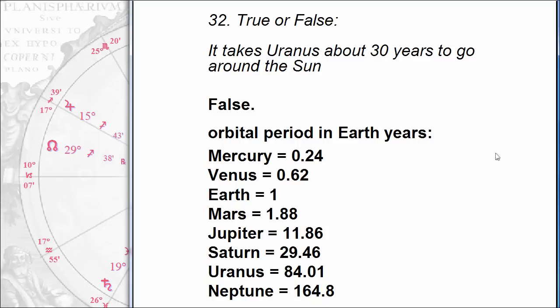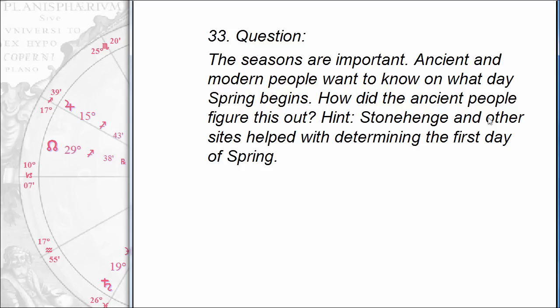Mercury, 0.24, in other words, close to 1/4. It's going about 4 times faster than the Earth is traveling around the sun. Venus, 0.62. Earth, of course, is 1 year. So this is the number of years it takes. Mars, 1.88, almost twice as slow as the Earth. Jupiter, 11.86, so almost 12 years to revolve around the sun. Saturn, 29.5 years on average. Uranus, 84 years. Neptune, almost 165 years. And Pluto, of course, would be even slower. So that gives you some idea of how long it takes the planets to revolve around the sun.